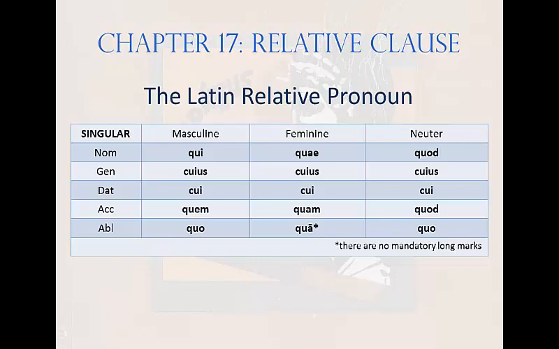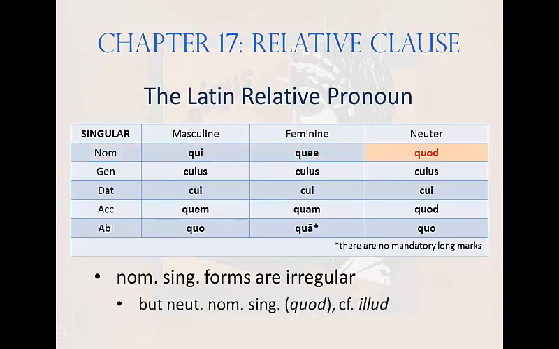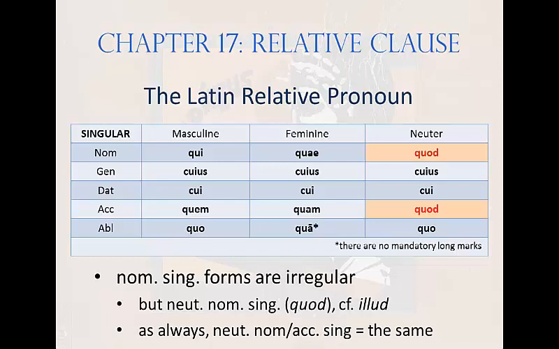Quo, qua, quo. Even though the nominative singular forms qui, quae, quod are irregular, and you'll just have to memorize them, the neuter form quod shows a final D similar to the D seen in illud, and characteristic of archaic neuter singular pronoun forms in Latin. And because the neuter nominative singular is quod, that means the accusative singular is quod also.